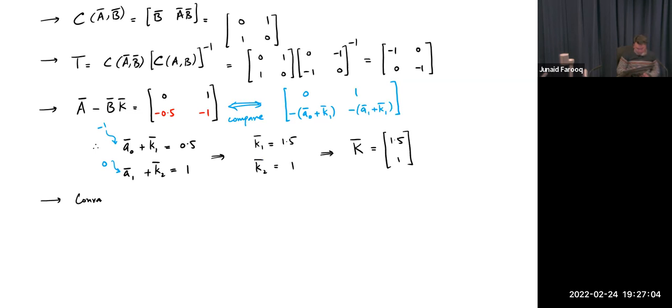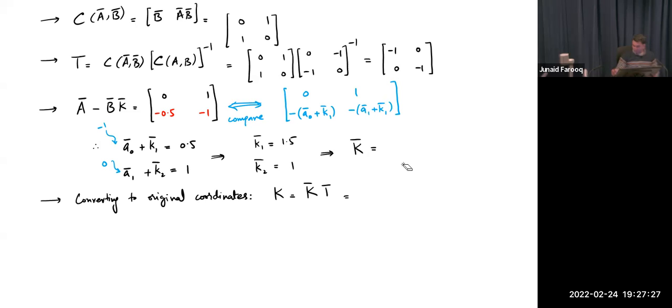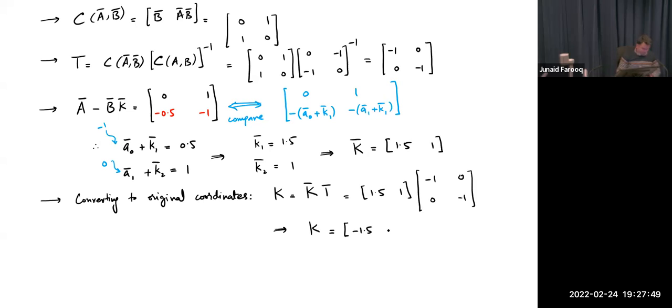Next step is to convert to the original coordinates, which is k is k bar times t. By the way, k is actually a row vector. So it's 1.5, 1. So if you use the transformation t that we computed earlier, it's -1, 0, 0, -1. What k eventually will come as is -1.5 and -1. Right, so that's your controller gain. Okay, so perfect. This is something you already are familiar with.